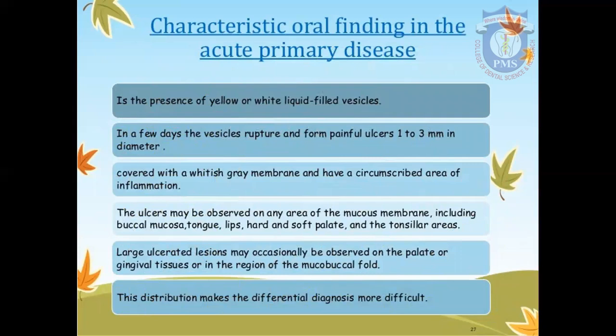So, the characteristic oral finding once again is the presence of yellow or white liquid filled vesicles. In a few days, the vesicles rupture and form painful ulcers 1 to 3 millimeters in diameter. They are covered with a whitish gray membrane and have a circumscribed area of inflammation. The ulcers may be observed on any area of mucous membrane, including buccal mucosa, tongue, lips, hard and soft palate, and tonsillar areas. Large ulcerated lesions may occasionally be observed on the palate or gingival tissues or in the region of mucobuccal fold, and this distribution makes the differential diagnosis more difficult.